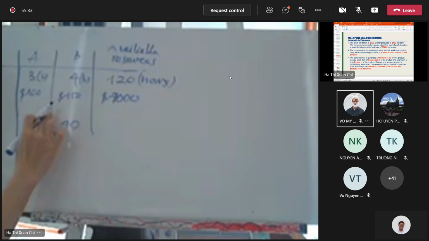So x1 plus x2 should be equal to 75. So here I can write 1, 1. That is goal row 2, and that is also row 2. And for row 3, that is the labor row. So everyone, we have rows 1, 2, 3.